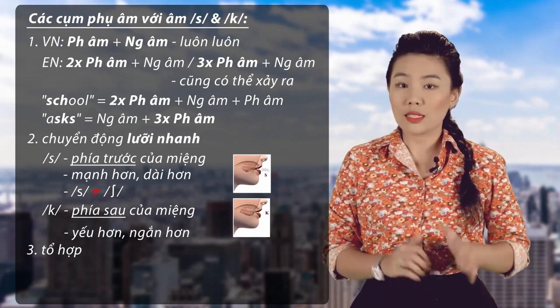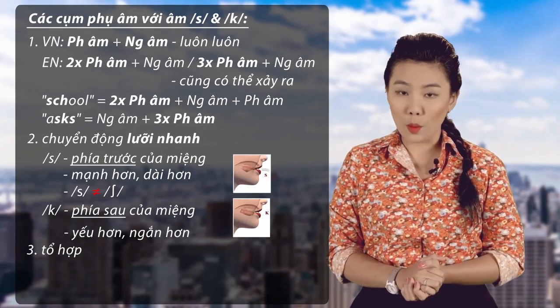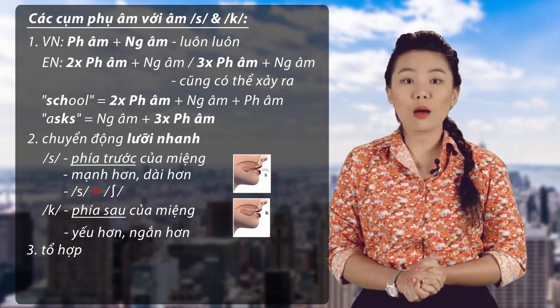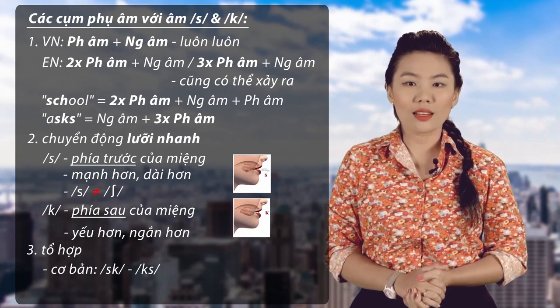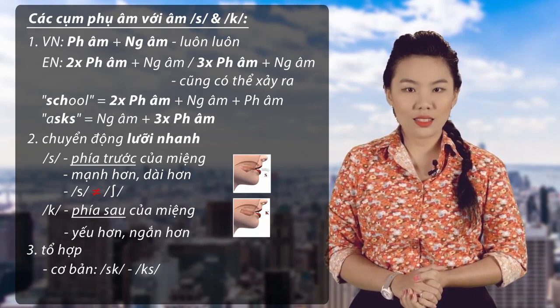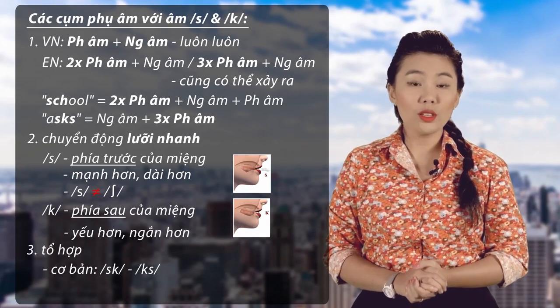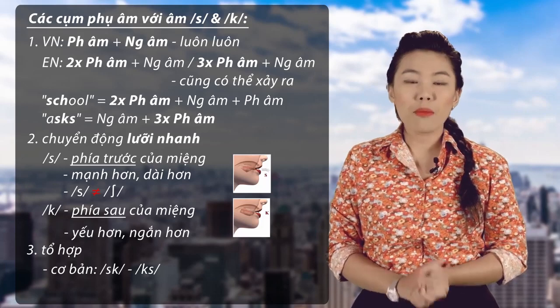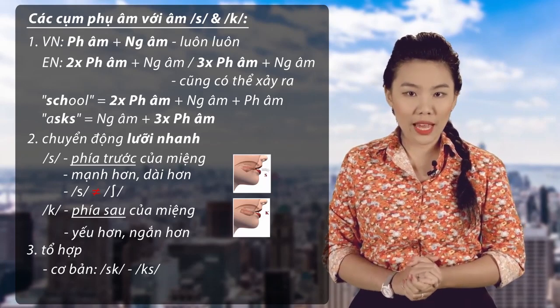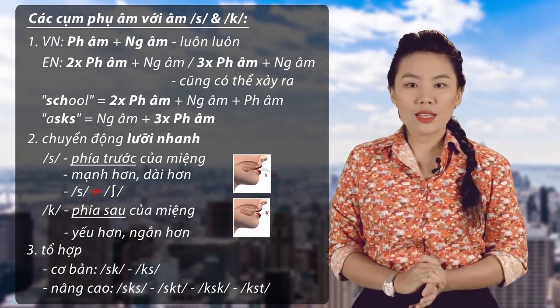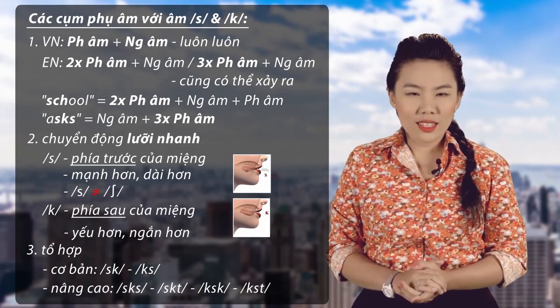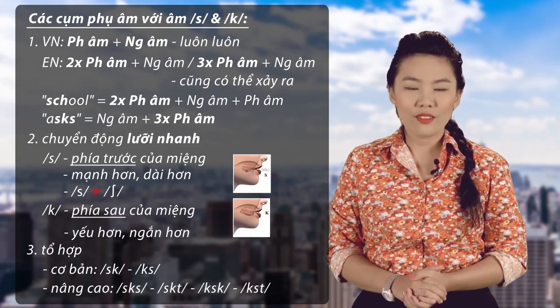Có tổng cộng là 6 tổ hợp các cụm phụ âm được tạo thành bởi âm s và âm k. 2 kết hợp cơ bản là sk và ks. Nếu bạn làm chủ được 2 tổ hợp cơ bản này, bạn sẽ có thể phát âm các tổ hợp khác một cách dễ dàng. Các tổ hợp khác bao gồm sk, skt, ksk và kst.